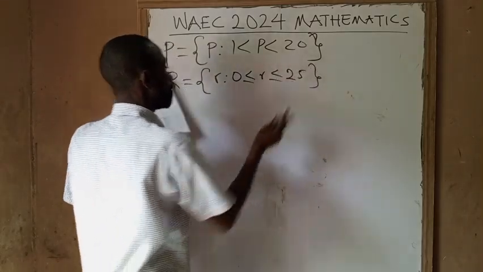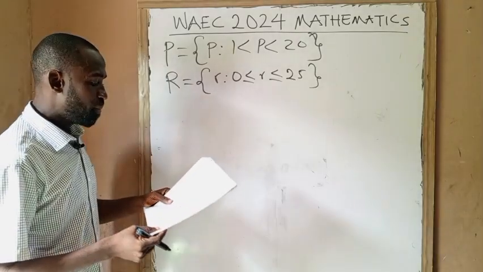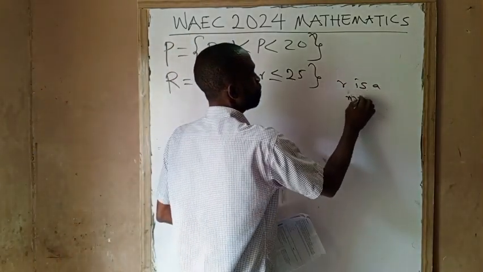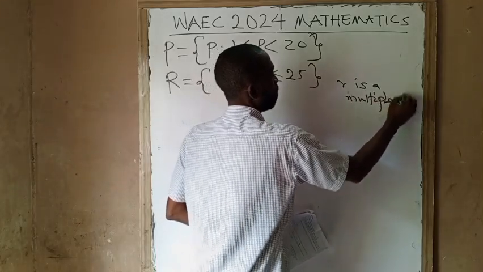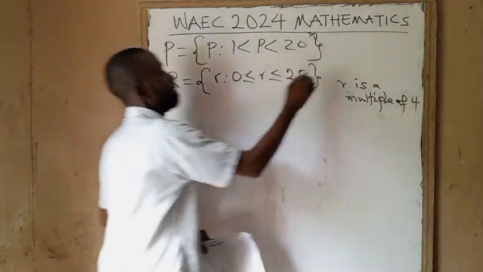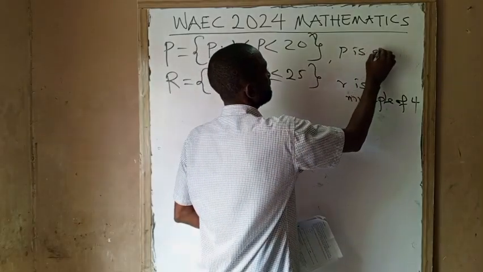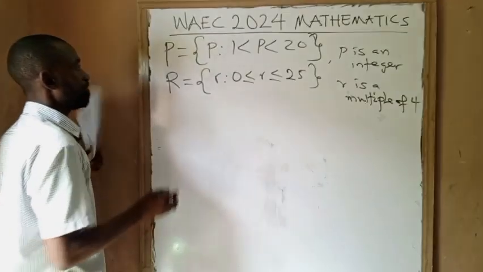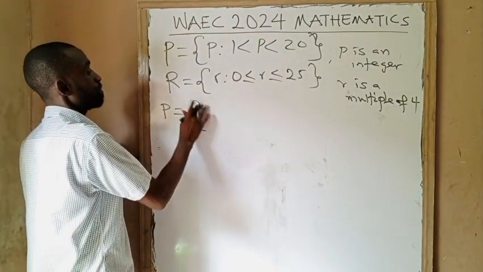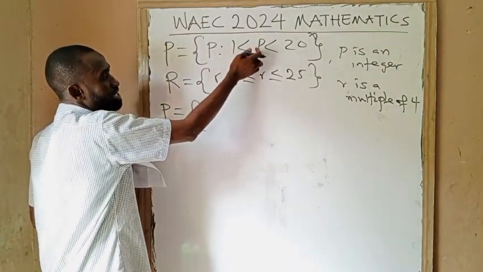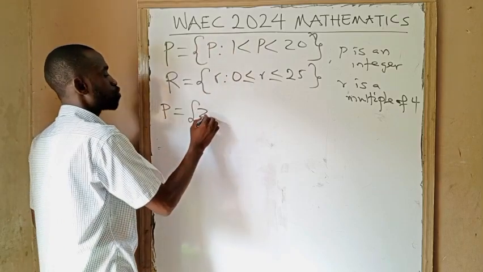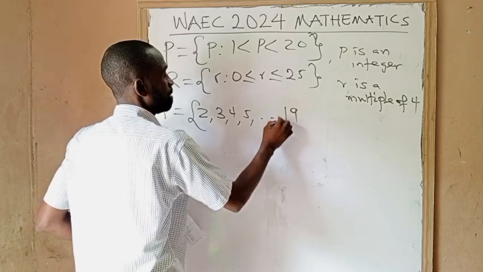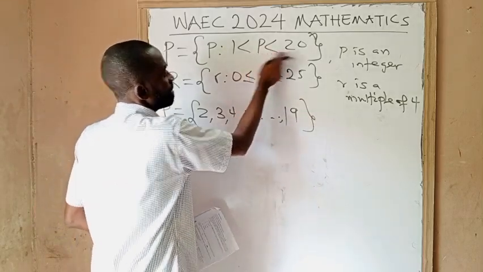Also a condition is given here that R is a multiple of 4. Note, R is a multiple of 4, and P is an integer. So let us list these out first. Our P will be equal to: 1 is less than P, means P is greater than 1, so starting from 2, 3, 4, 5 to 19, because our P is less than 20.